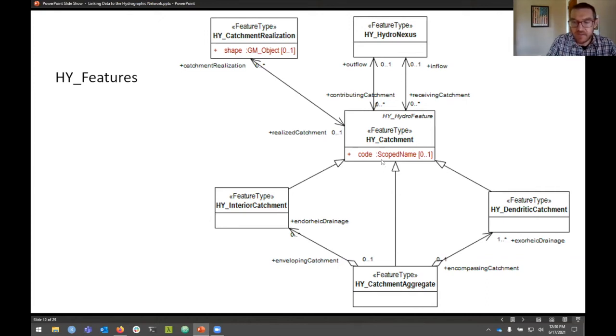And then the cool thing about catchments is they can be catchment aggregates. This open arrow is a subclass relationship. So we're saying that a catchment aggregate is a type of, or a subclass of, a catchment, right? And then we've got a couple of other types. We've got a dendritic catchment, which is a catchment that has one and only one outflow. And we've got interior catchments, or catchments that don't have outflows, right? And so a catchment aggregate is an aggregate of dendritic catchments and interior catchments.